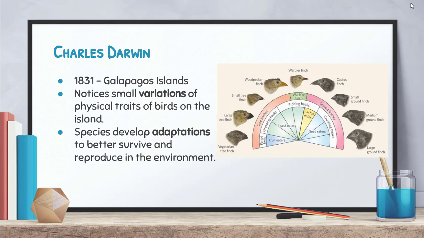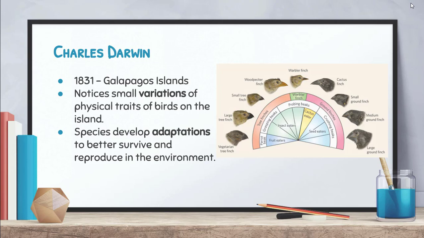A man by the name of Charles Darwin in 1831 spent some time on the Galapagos Islands. He noticed that there were small variations of traits in birds on that island. There were a lot of birds that were similar, but all of them had a variety of different traits. These different species have developed adaptations to allow them to survive in the environment. If you take a look here, there are finches that are fruit eaters, ones that are insect eaters, ones that eat cacti, and ones that eat seeds.